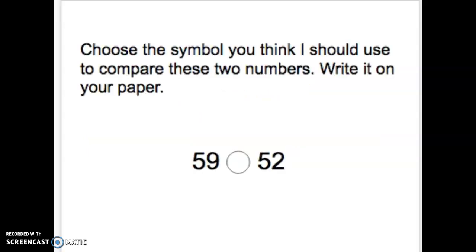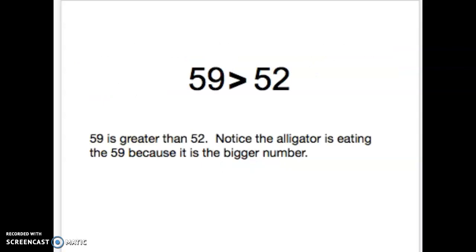Choose a symbol you think I should use to compare these two numbers and write it on your paper. 59 is greater than 52. Notice the alligator is eating the 59 because it is the bigger number.